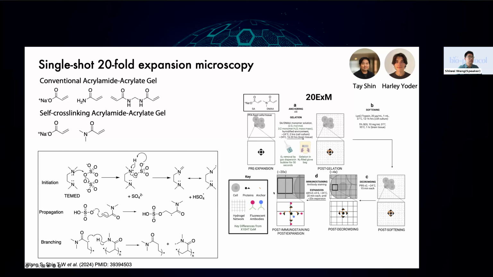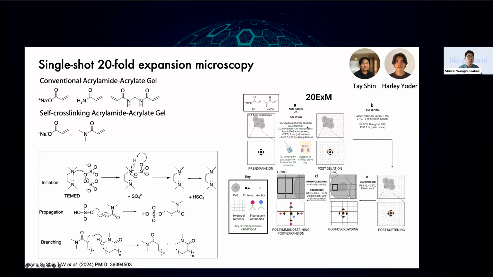So what we started doing is modifying this gel network to make it more powerful. We increased the monomer concentration, which basically makes the gel denser. And at the same time, we also increased the sodium acrylate to DMAA ratio to increase the ionic pressure for the gel to expand more. And very quickly, we could reach an expansion factor beyond tenfold.